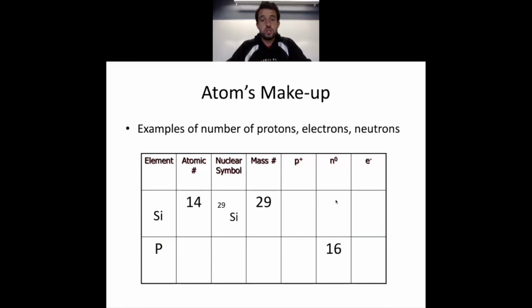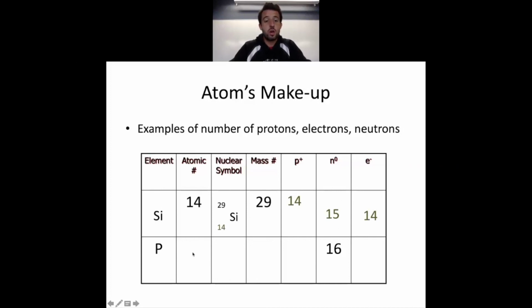This is what one of your quizzes will look like. We'll give you information about a certain element like silicon. We'll give you enough information so that you can fill out the rest of these three boxes, and also this guy right down here. Let me show you how this works. We know silicon has an atomic number of 14. Atomic number tells you protons and electrons. So we know that we have 14 down here, 14 here, and 14 over here. Then what we have to do is take 29 minus 14 to get 15. That's our number of neutrons.